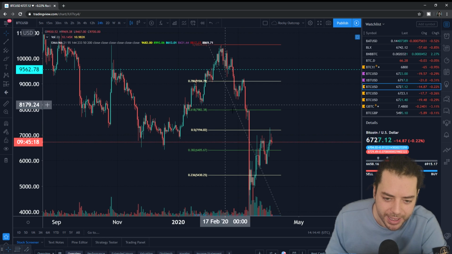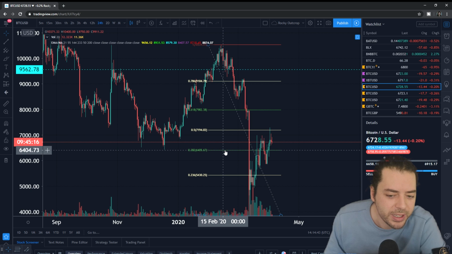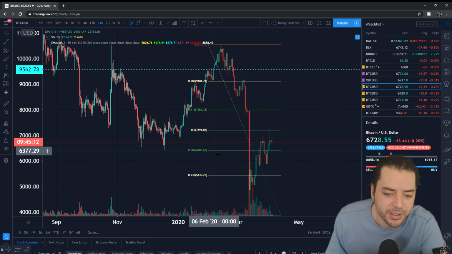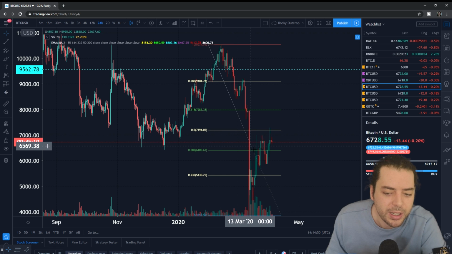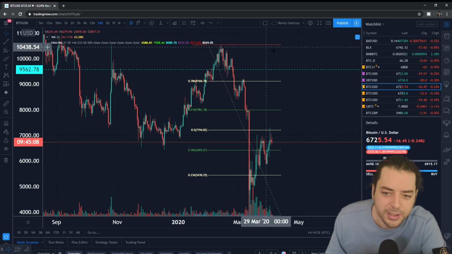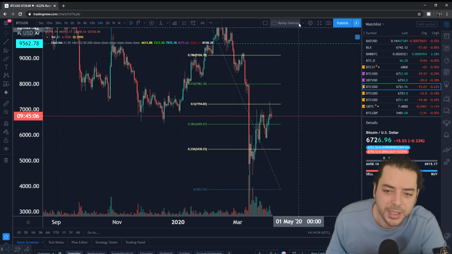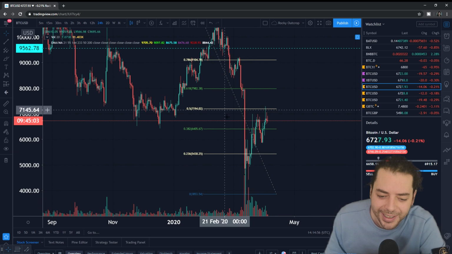So how does that line up? And we know this number is important as well, because the 382 Fibonacci retracement number comes in here at 6,400 or so. On this particular chart, looking at, oh, no, that's not body to body, or wick to, what is wick to wick? Yeah, sorry, that's what we wanted.